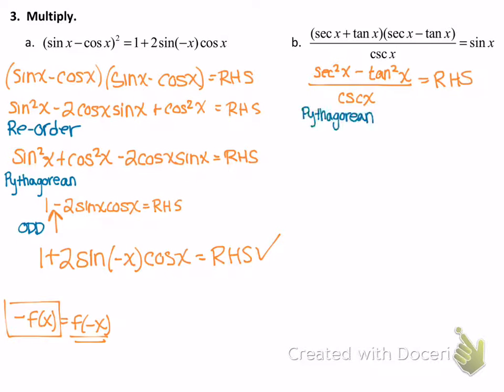So now I'm going to use the Pythagorean identity, and I know that secant squared x minus tangent squared x is 1 over cosecant. And then I know that if I apply the reciprocal that we know so well, 1 over cosecant is actually also equal to sine. And this is what we were looking for.